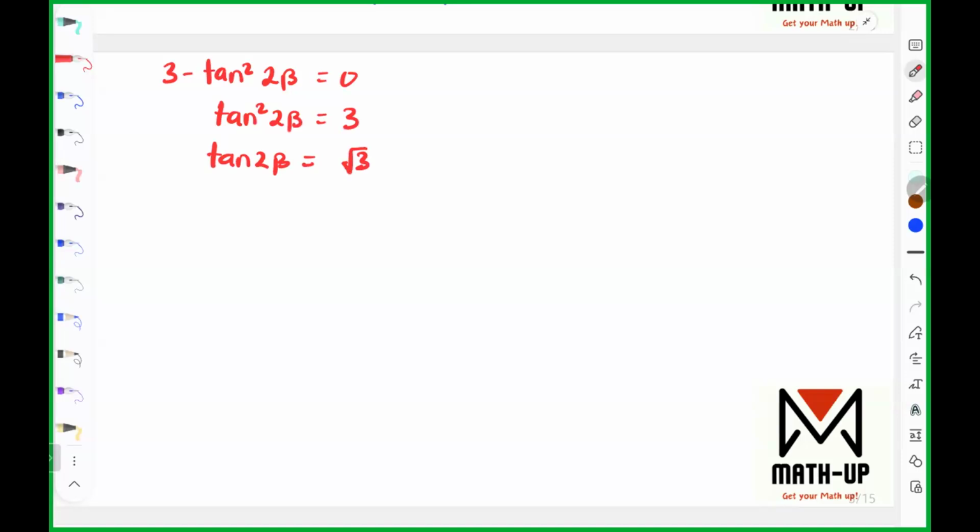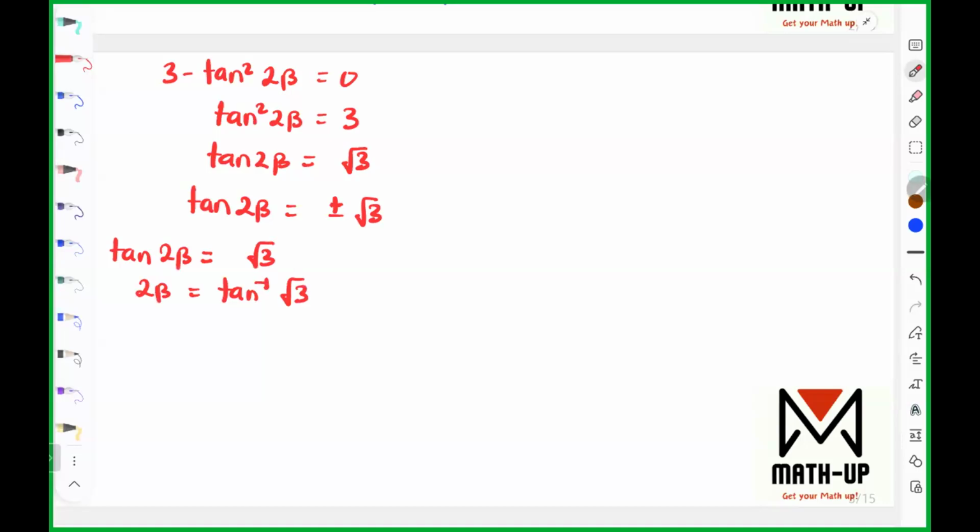Remember, when I get square root of a number, I have 2 values, the positive value and negative value. You shouldn't forget that. Some people may just choose to go with a positive value only. So it means that tan 2 beta can be equal to plus or minus root of 3. So when tan 2 beta is equal to the positive value, root of 3, it means that 2 beta will be equal to tan inverse of root of 3.